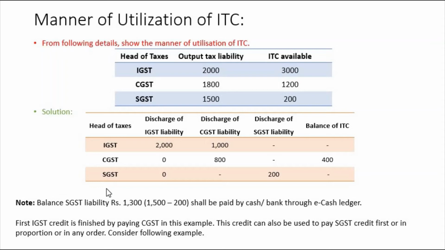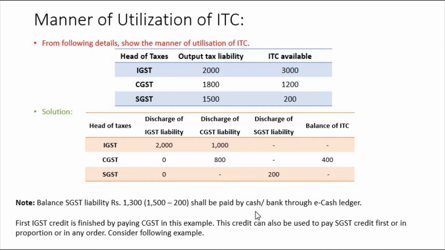Now what is happening with SGST? Output tax liability is 1500, but we could only do 200 with the credit. So 200 credit I am using and nothing in the balance column, right? Sir, 1500 minus 200, it means we have only paid 200. What about 1000 to 300? So this balance will be paid by cash or bank through e-cash ledger.